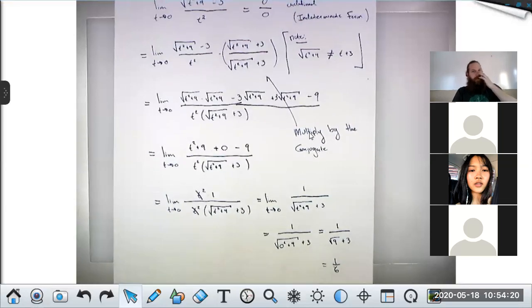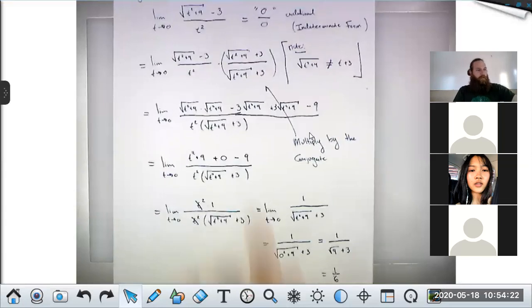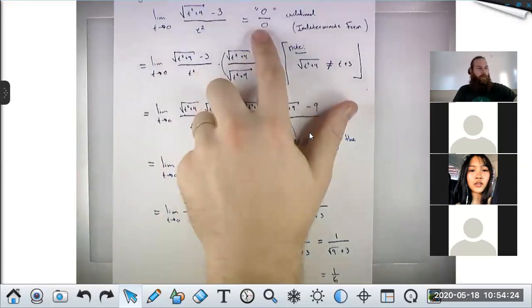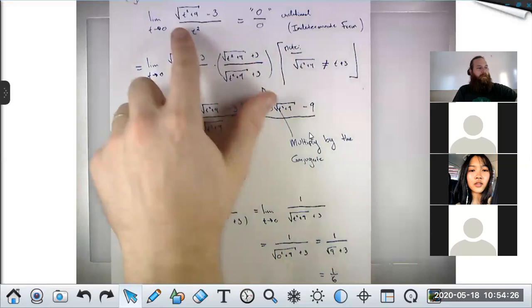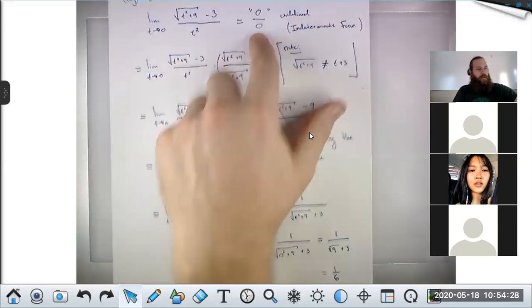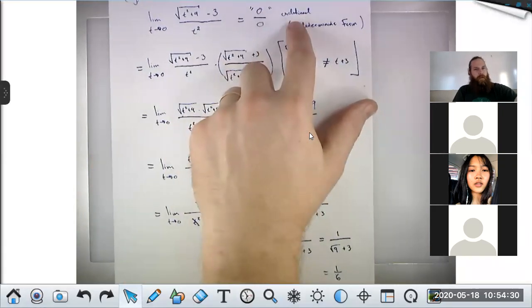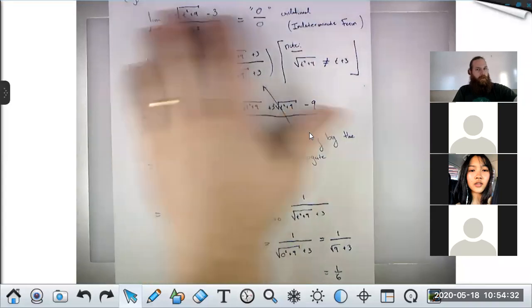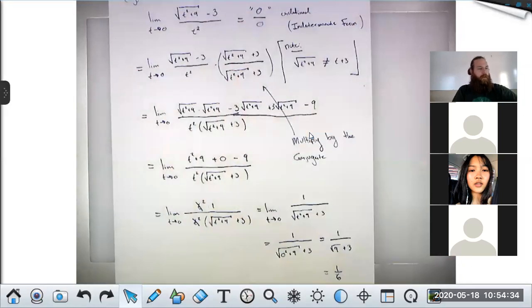So the first step here, where we actually did anything, right? The very first thing I wrote down is just what we get when we plug in 0. When we plug in 0, the top and bottom are both 0. 0 over 0 is undefined. So this doesn't work. We cannot just plug in t equals 0 at the start.